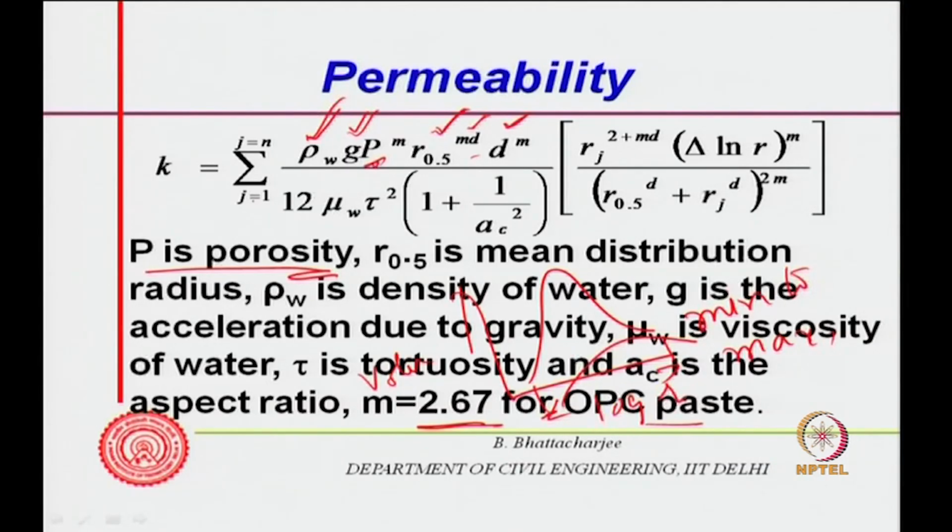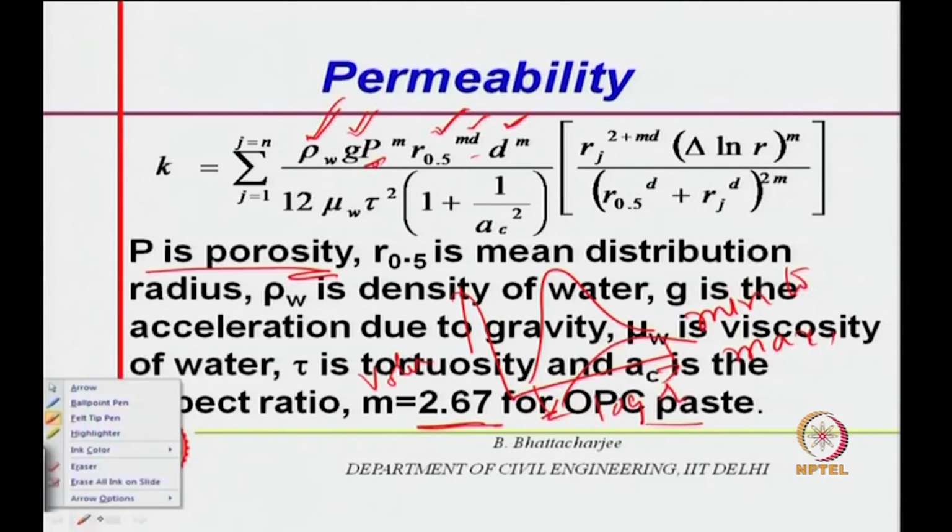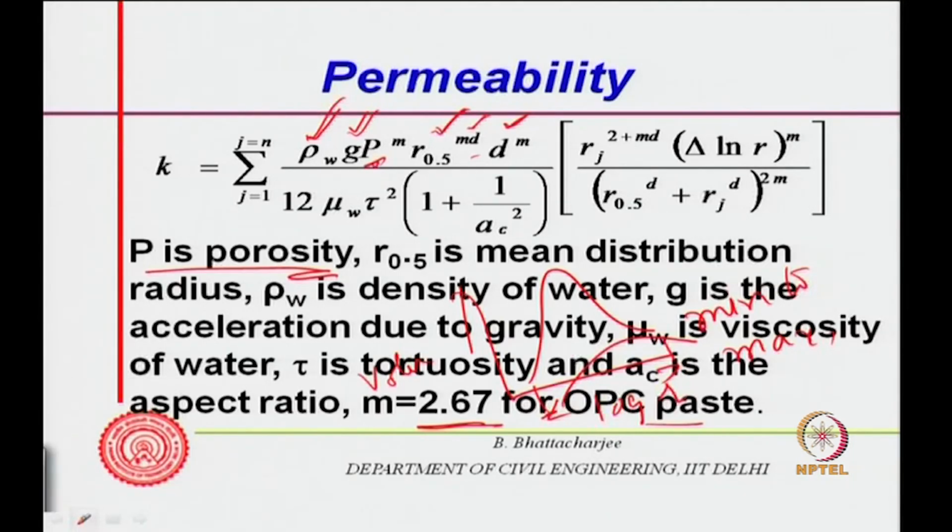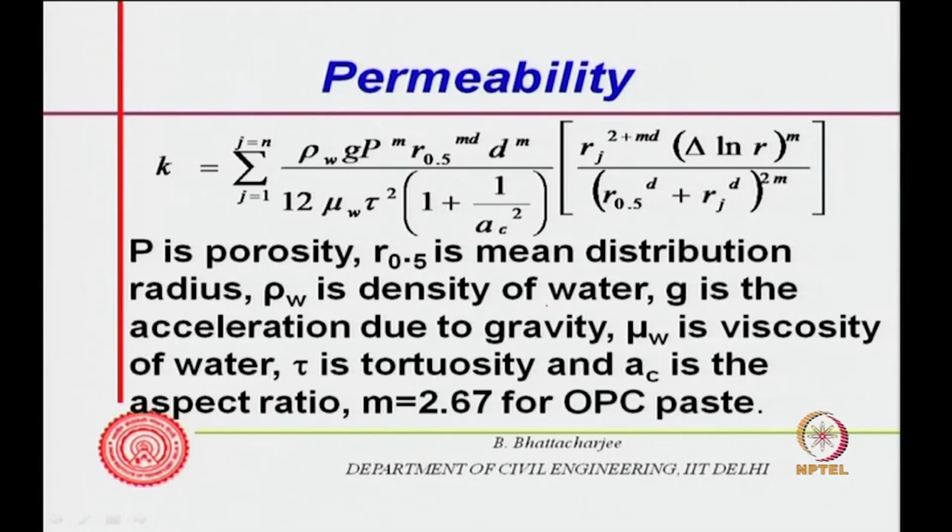That means there are several pore sizes which you can divide into a number of groups, say n groups, and for each group delta ln r gives you the small dr values, or r2 minus r1. So, in log terms, ln r2 minus ln r1, that is delta ln r. m is the exponent I already said, D is the dispersion, and Rj is the jth pore size, the average jth pore, and this is for any pore size.